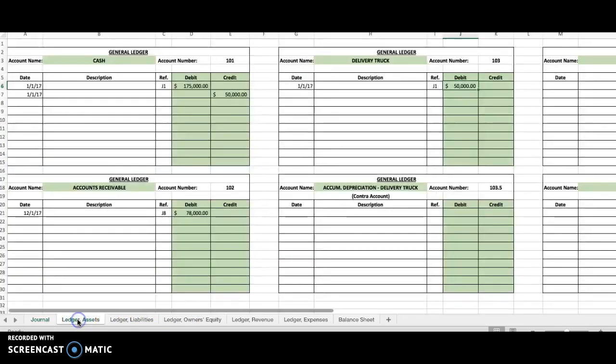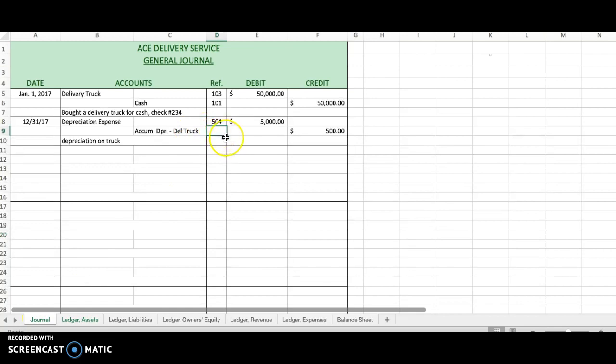And the accumulated depreciation is the contra account. And that's actually in the asset section. You see it's 103.5. The accumulated depreciation, 12/31/17. And that is credited by 5,000. And then the account numbers are put back in the journal. So that is your entry, if I put my number correctly there. We debit depreciation expense by 5,000. We credit something called accumulated depreciation of the delivery truck for 5,000.